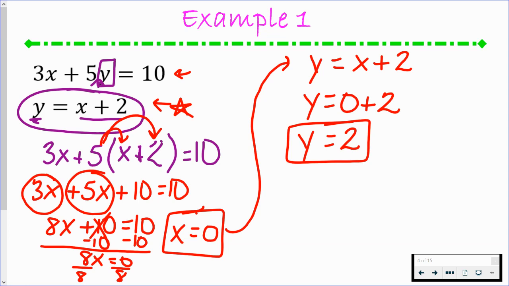And then finally, your last step is just to put it together as an ordered pair. So x is 0, y is 2.